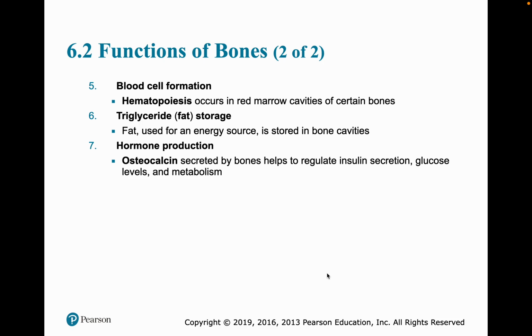You may not realize it, but all of your blood cells, red and white, and platelets in addition to that, are formed within the marrow spaces of your bone. This process is called hematopoiesis. In some marrow locations, we store triglycerides, especially as adults. That fat can be used for an energy source. And bone tissue does produce some hormones, including osteocalcin, which is secreted to regulate insulin secretion, glucose levels, and metabolism.